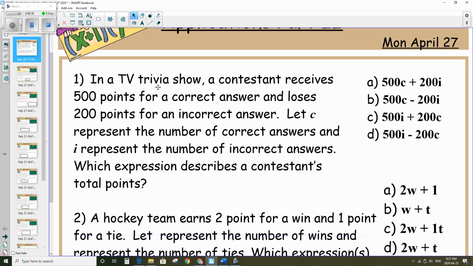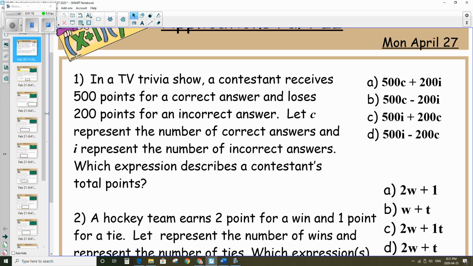The first one says, in a TV trivia show, a contestant receives 500 points for a correct answer and loses 200 points for an incorrect answer. All right, so we need let statements for our variables. We're saying let C represent the number of correct answers and let I represent the number of incorrect answers. Which expression do you think describes the contestant's total points? They are going to gain 500 points for every correct answer, which would be 500C, and they're going to lose 200 points for every incorrect answer, which is negative 200I. So we're going to select option B.